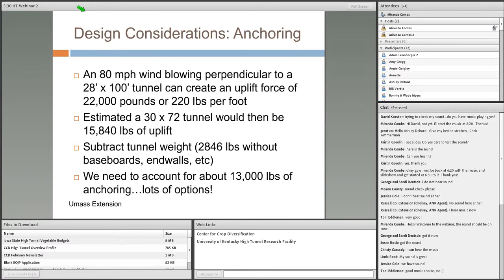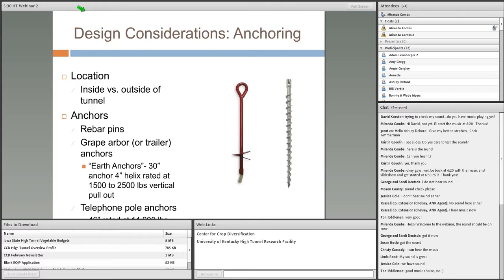So there are a lot of ways to do that. You can do that through using grape arbor anchors, earth anchors, or something like that. Sometimes folks also know these as anchors for trailers. It's the same type of thing. They are frequently rated to be 1,500 to 2,500 pounds of vertical pulling force that they can withstand. And that's going to vary based on the size of that helical shape that you see at the bottom. So it varies based on the size of the spiral that's anchored in the ground.